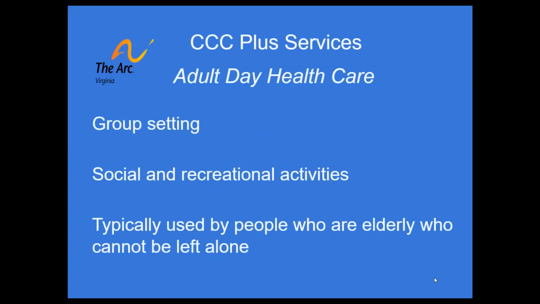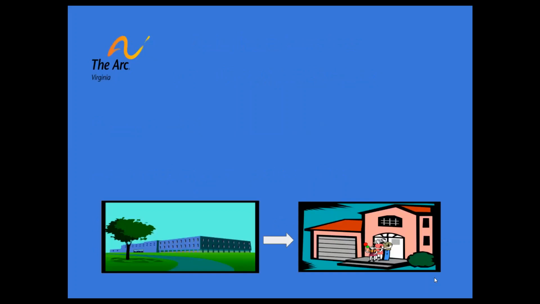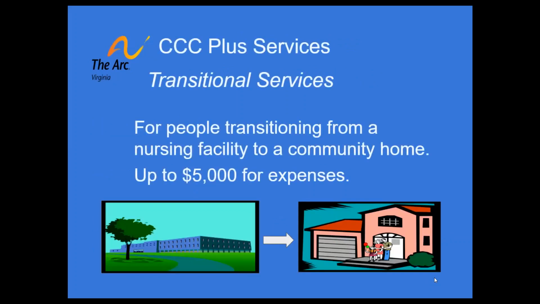Adult day health care. Adults usually go to a center for social and recreational activities. This is typically used by people who are elderly who cannot be left alone. Transitional services are for people transitioning from a nursing facility to a community home. Up to $5,000 for expenses is available.